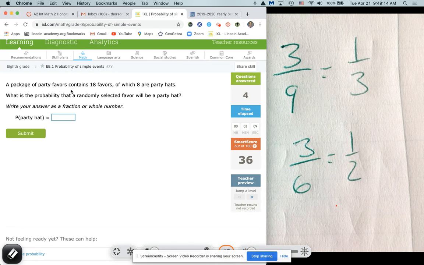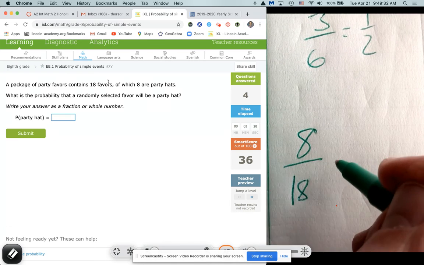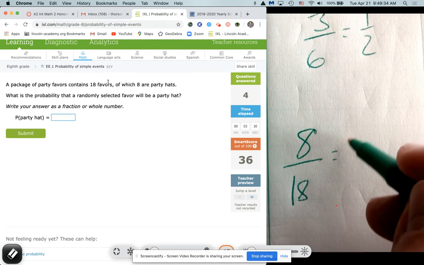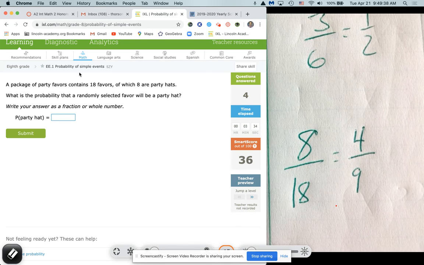Here, a package of party favors contains 18 favors, of which 8 of them are party hats. What is the probability that a randomly selected favor will be a party hat? So probability of a party hat, well, 8 out of 18. Again, on a separate sheet of paper, I do 8 out of 18, and I see how that reduces, at least by a factor of 2. It reduces to 4 ninths. So I come over here and write 4 ninths.